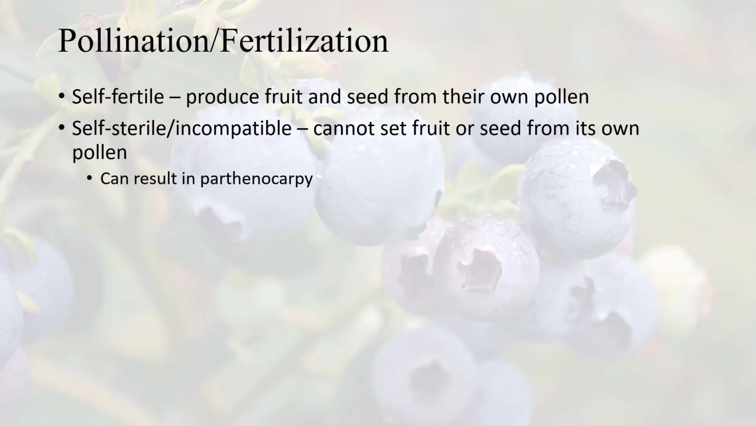Now, some of our plants are self-fertile, which means they can be self-pollinated, right? So they can produce fruit and seed from their own pollen. Their own pollen can land on the stigma of their carpel, or the stigma of their pistil, right? Carpel, pistil, kind of interchangeable. And they will be able to produce fruit and seeds from this.